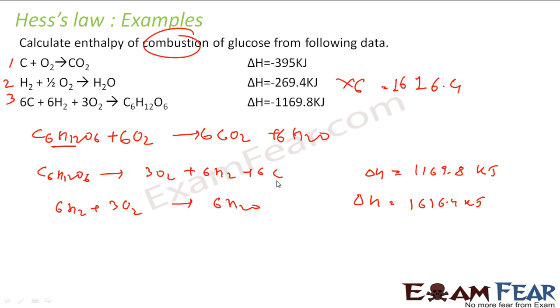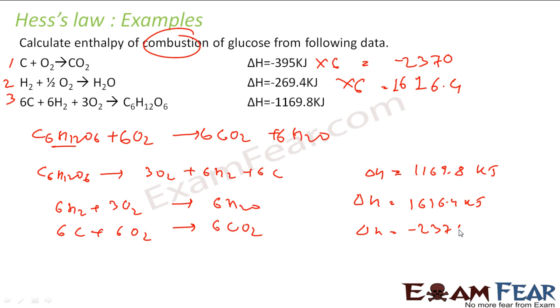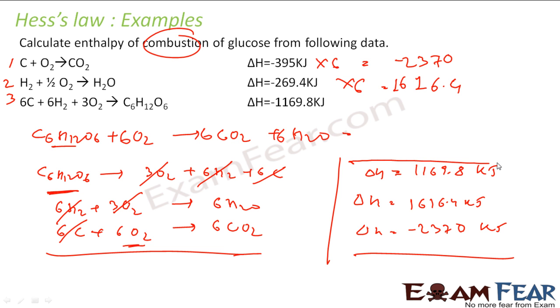I have 6 carbon here which I want to remove. So I have to have a reaction with 6 carbon, and I can multiply this with 6. So I get 6 carbon plus 6 O2 gives 6 CO2, and delta H will be minus 2370. If you add these reactions, the 6C is gone, 6H2 is gone, and we have 3O2 here, which cancels as well. If you add these reactions, what I get is glucose plus oxygen gives 6 carbon dioxide and water. Exactly the same reaction.